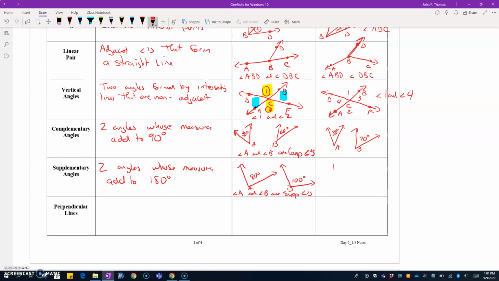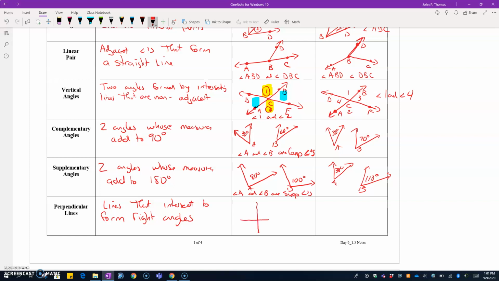Counterexample would be two that don't. So if I did 30 degrees and 110 degrees, that would be a counterexample because they don't add to 180. Last and not least is perpendicular lines. Lines that intersect to form right angles, or an angle that has the size of 90 degrees.